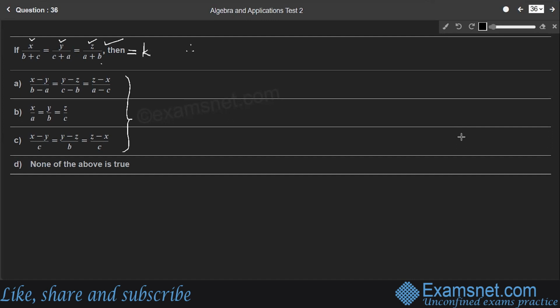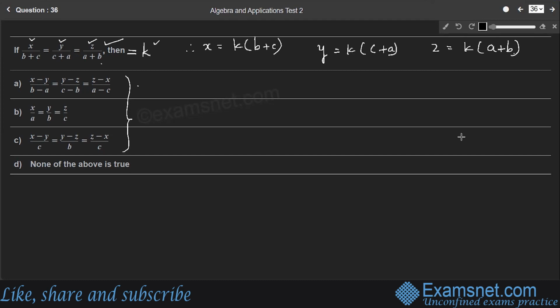Therefore we can write x as k into b plus c. So x by b plus c is equal to k. Therefore, x is k into b plus c, and y can be written as k into c plus a, and z can be written as k into a plus b. Considering these values, we have to check which of the given options is correct.